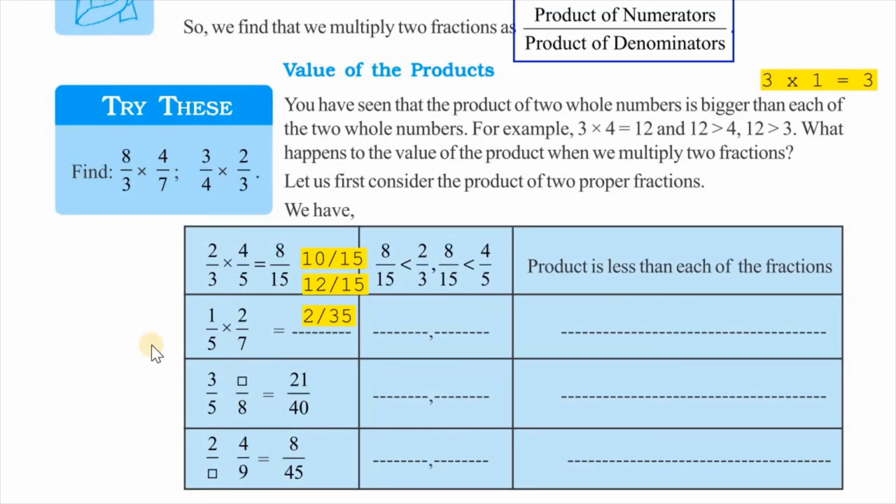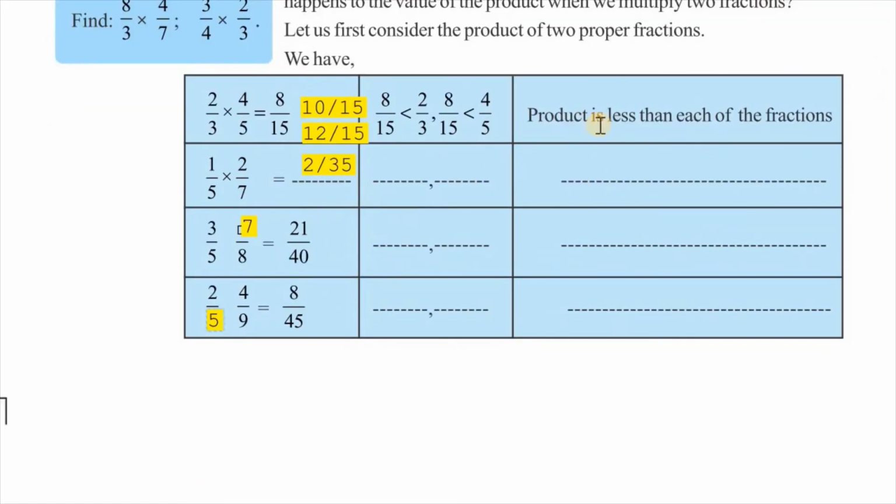For these two examples, you have to consider what the numerator is. This is going to be 7 because the product is 21. And in this case, the denominator is going to be 5 because the product is 45. In all these cases, you will find that the product is less than either of the fractions that we started with.